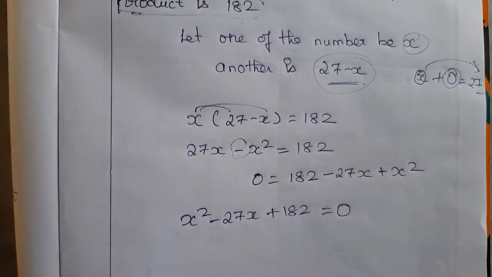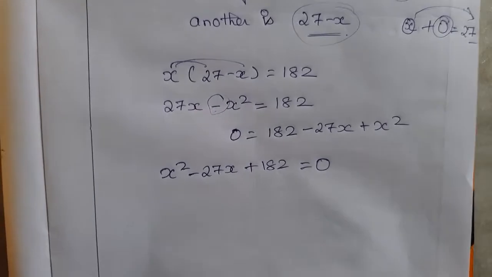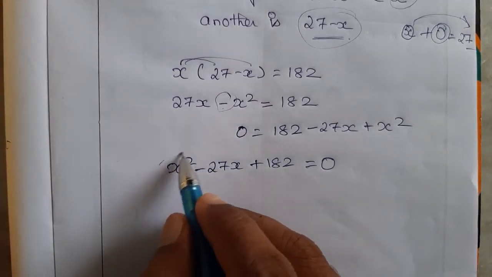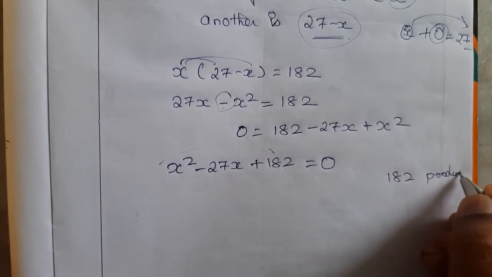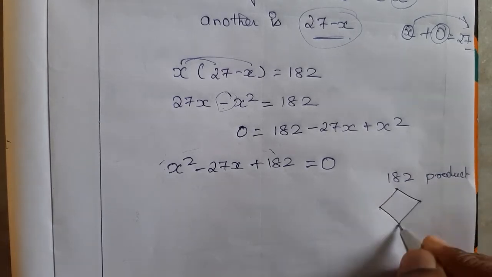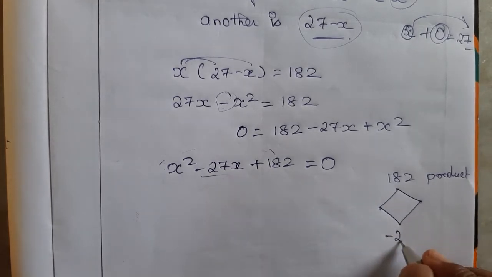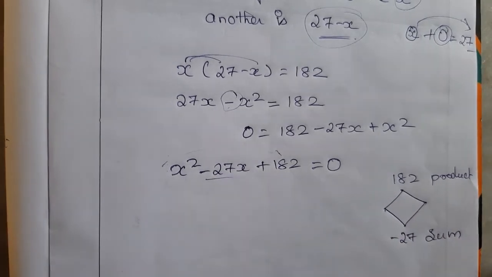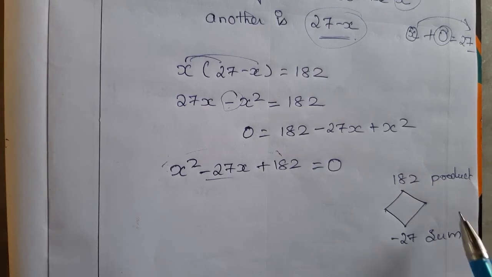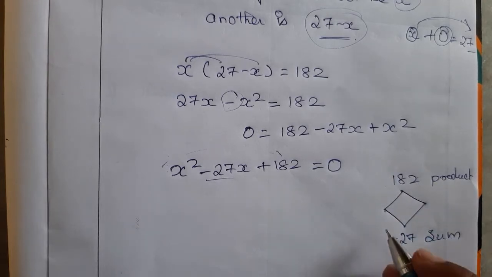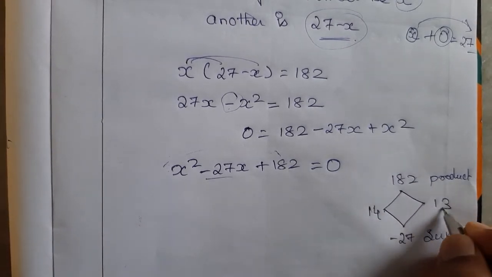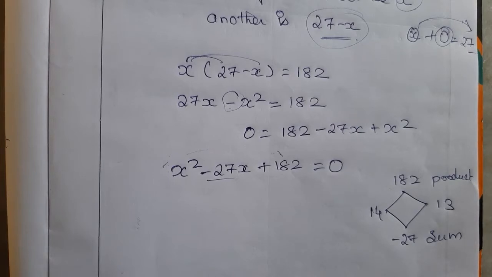So now we can use the factorization method to find the roots. The coefficient of x square is 1, you multiply it with 182, and it becomes the product 182. The product is 182 and the sum should be minus 27. So what is possible? You have to find all the factors of 182, right? So it will be nearly 14 into 13. 14 into 13 is 182, and you need minus 27. If you add, you will get plus 27, right?